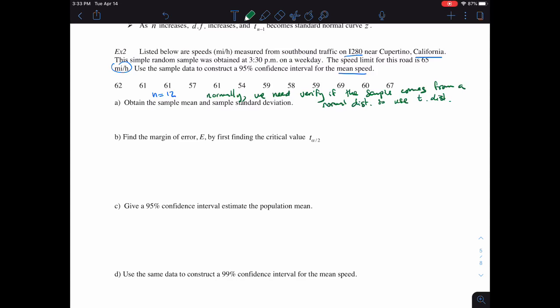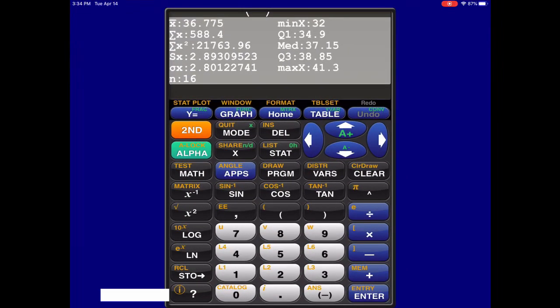In part A, we are asked to compute the sample mean and the sample standard deviation. Just like the previous example, to compute the sample mean, we can add all these numbers up and divide by how many there are. To compute the sample standard deviation, we could use the formula and manually crank through all the numbers to get the answer. But again, we're not going to do that for the sake of time here. So we use a calculator and enter the data.